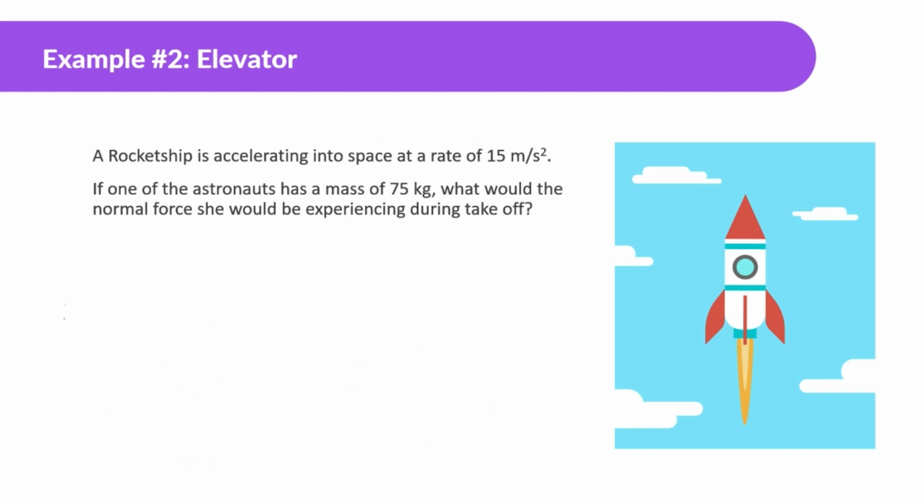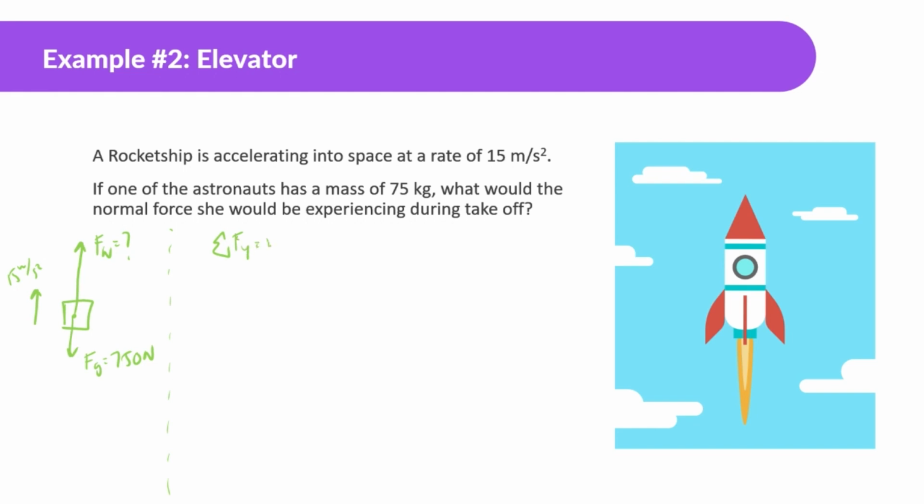Okay, so let's just draw this astronaut as a box. This box here, or this astronaut, has a force of gravity of 750 newtons. And then we don't know what the normal force is going to be. This is how heavy she's going to feel. But we do know she's accelerating at 15 meters per second squared. It's a lot. Okay, so let's plug this all in.